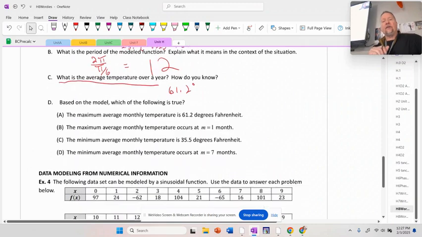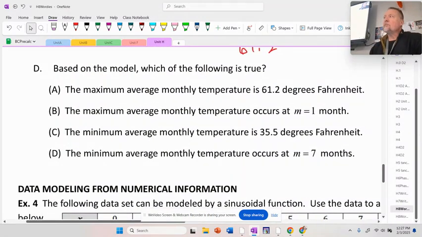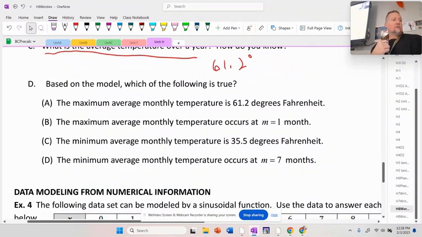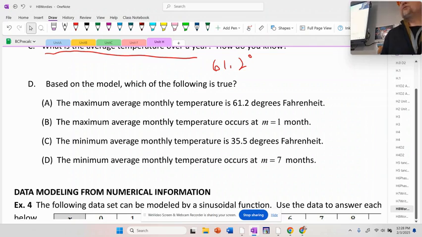Then I want you to read D and figure out which one is correct. It's kind of like an AP multiple choice question. They give you that formula or equation, and then you'd have to say true or false. I'd eliminate things as you go. The minimum average monthly temperature occurs at m equals 7 months. Well, if you know Indiana, the 7th month is which month?